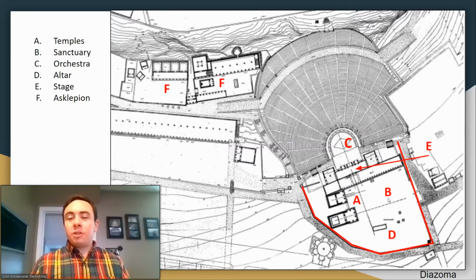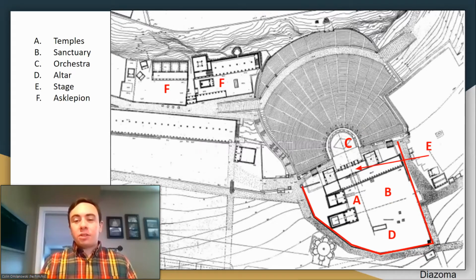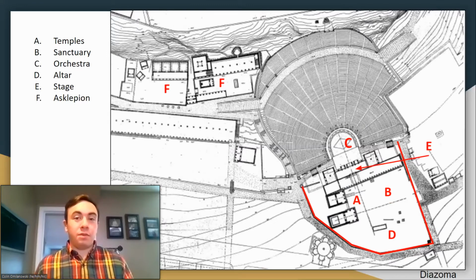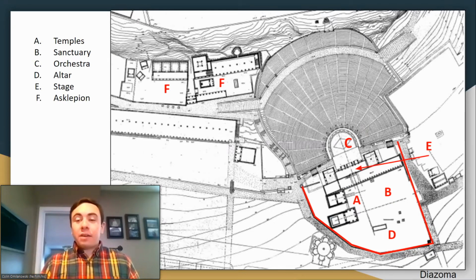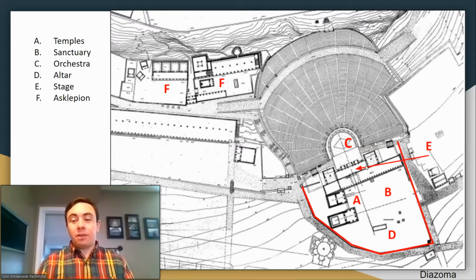B is just giving you the general area of the sanctuary. C is showing you where the orchestra is, and yes, we use that word in modern theaters, but the orchestra is where the chorus would have been, not where the actors would have been. The actors would have been on the stage here, where we see it's pointing to E. And then something that's kind of peculiar is that we have the Asclepion going with F here.